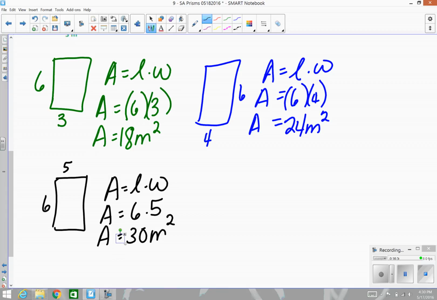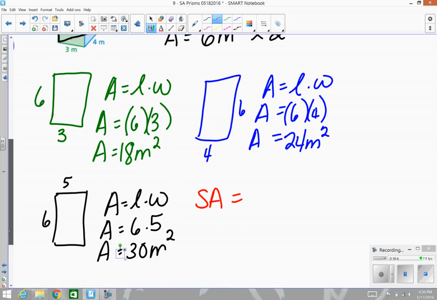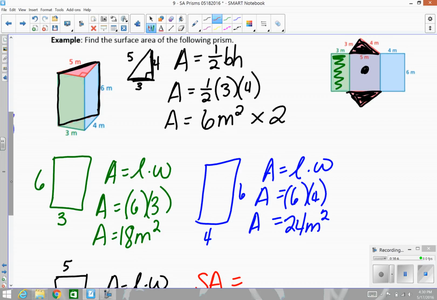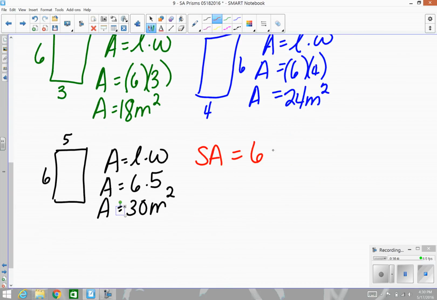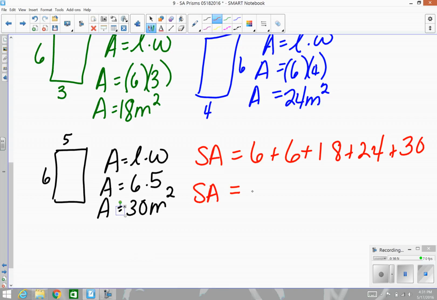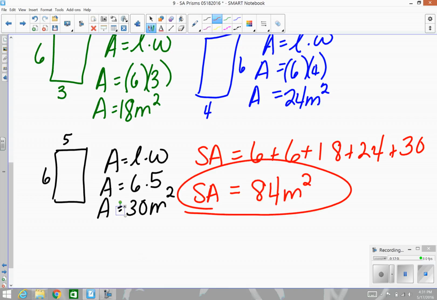Last step, we add them all up. So surface area equals, we had 2 triangles that had an area of 6, so that's 6 plus 6 plus the 3 rectangular sides. So that was 18 plus 24 plus 30. Surface area equals 84 meters squared. It's a long process, but it shouldn't be difficult as long as you're careful.